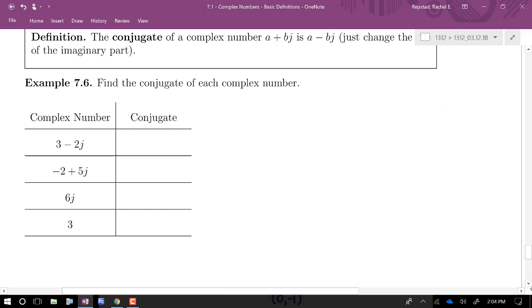So the conjugate of 3 minus 2j is? Yeah. And the conjugate of -2 plus 5j? -2 minus 5j. Mm-hmm. And the conjugate of 6j? -6j. And the conjugate of 3? 3. Right? The imaginary part is 0.